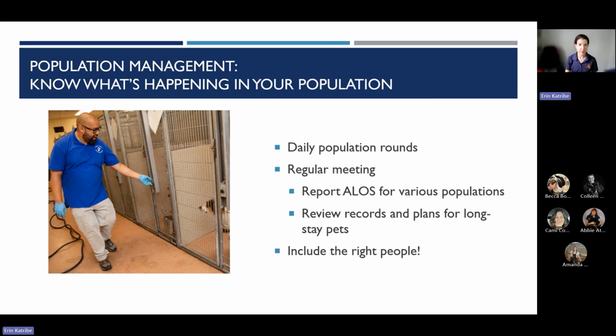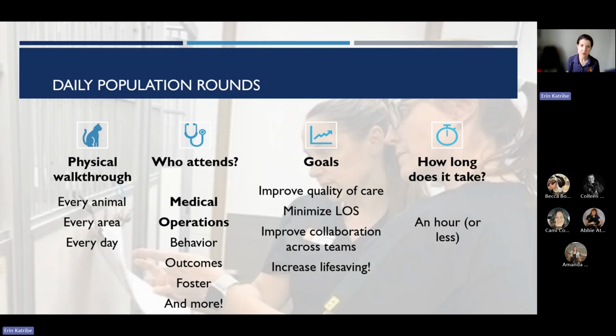All right, so how do we manage our populations? There's a number of different strategies for that. I think a combination of the things that we see effective in shelters are daily population rounds, as well as a regular sit-down meeting that looks at average length of stay for various populations. We have to know what's happening in our populations, and we have to take action proactively when we're looking at these pets that are staying longer than they should.